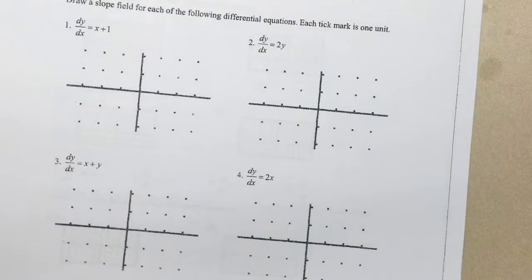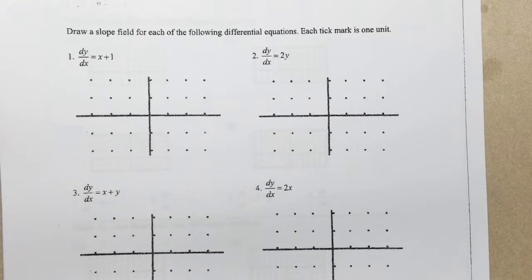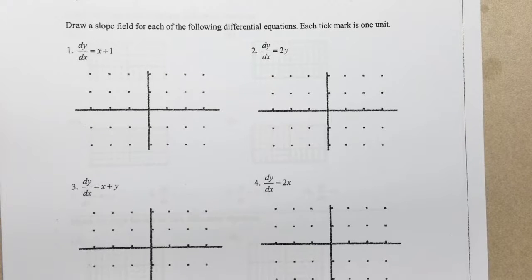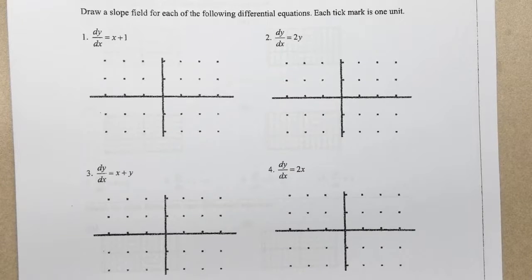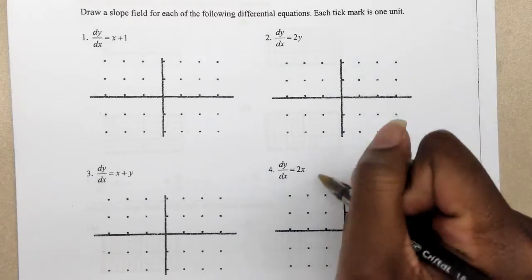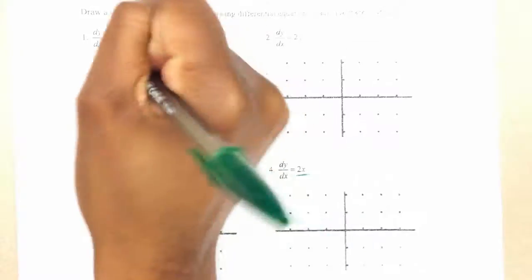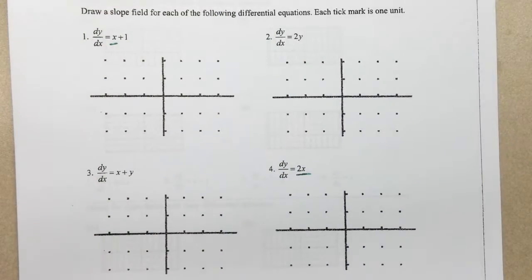So if you continue on, we're only going to do a couple of these together, and we're not going to fill out the whole entire thing. But we're going to do a couple of these so that we can see if we can find some sort of pattern. Okay, so if you look at 1 and 4, 1 and 4 are differential equations that only have the variable x. Okay, so y is not going to affect the slope fields that we create.